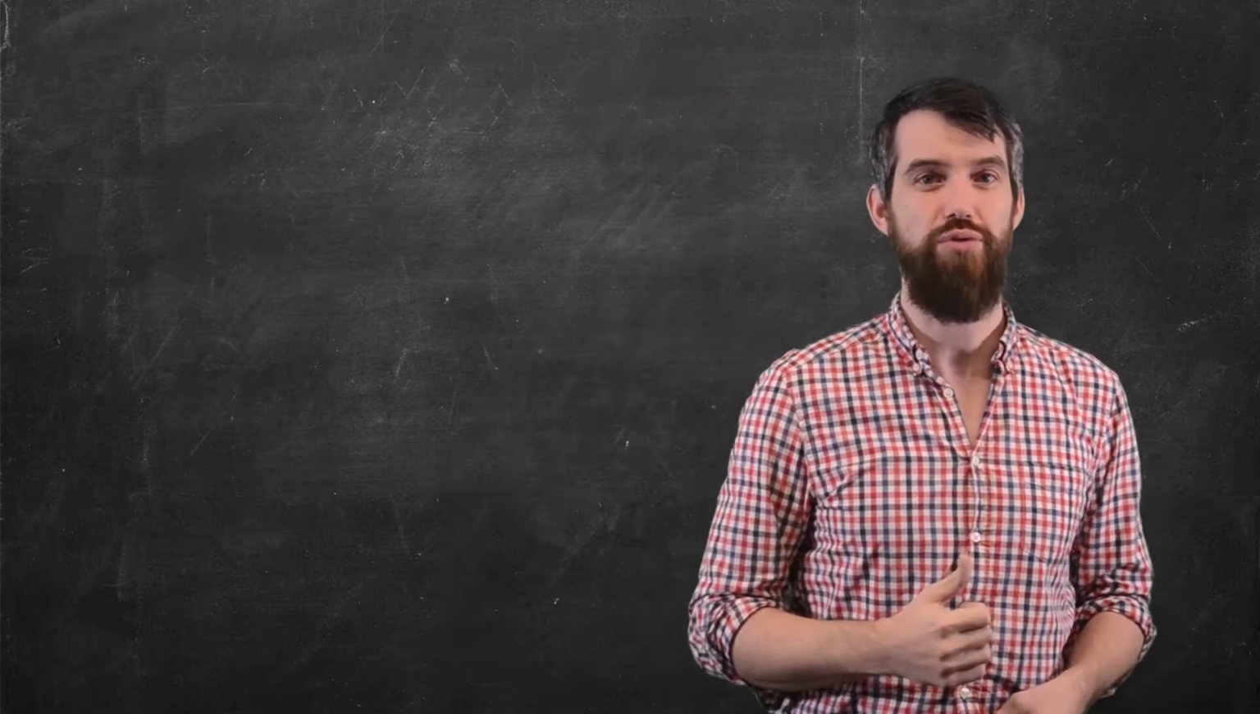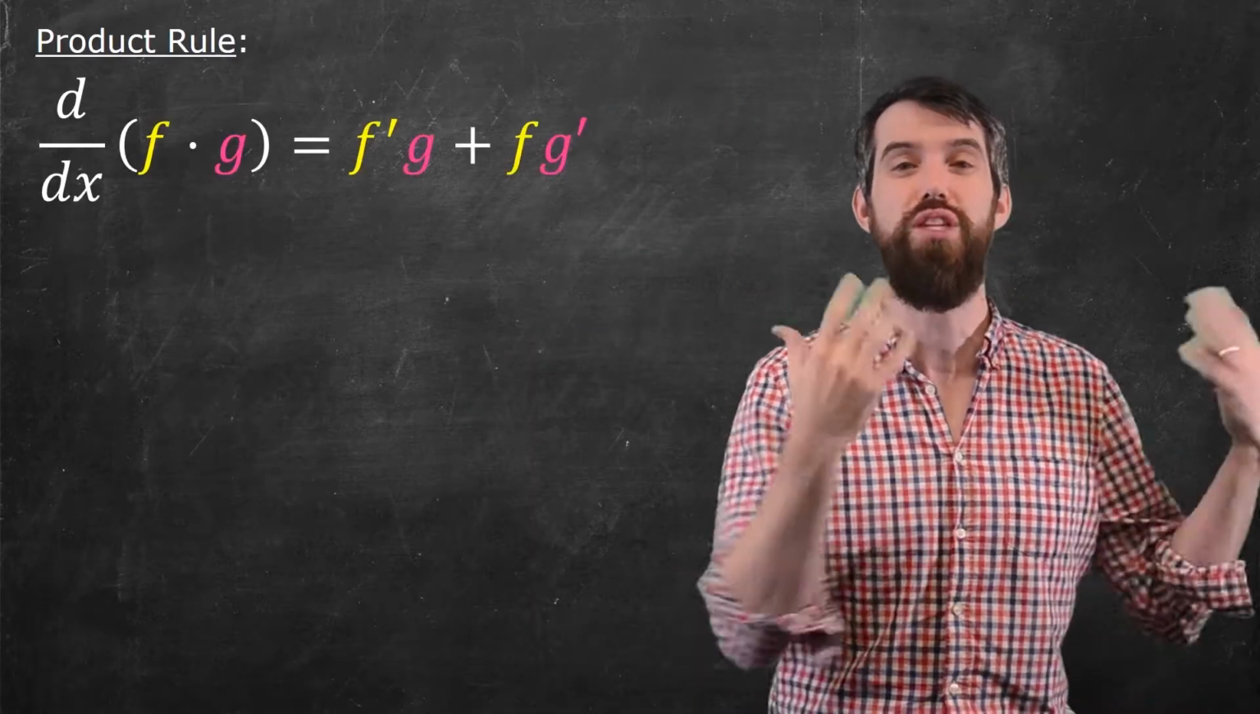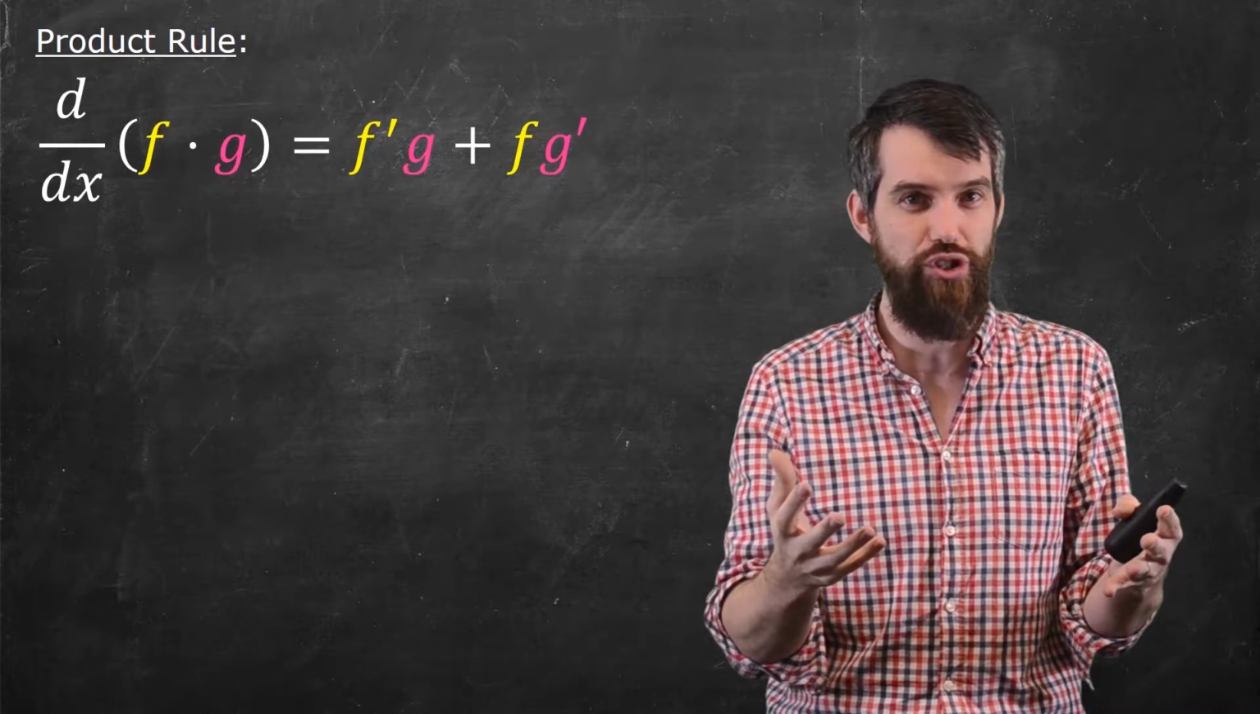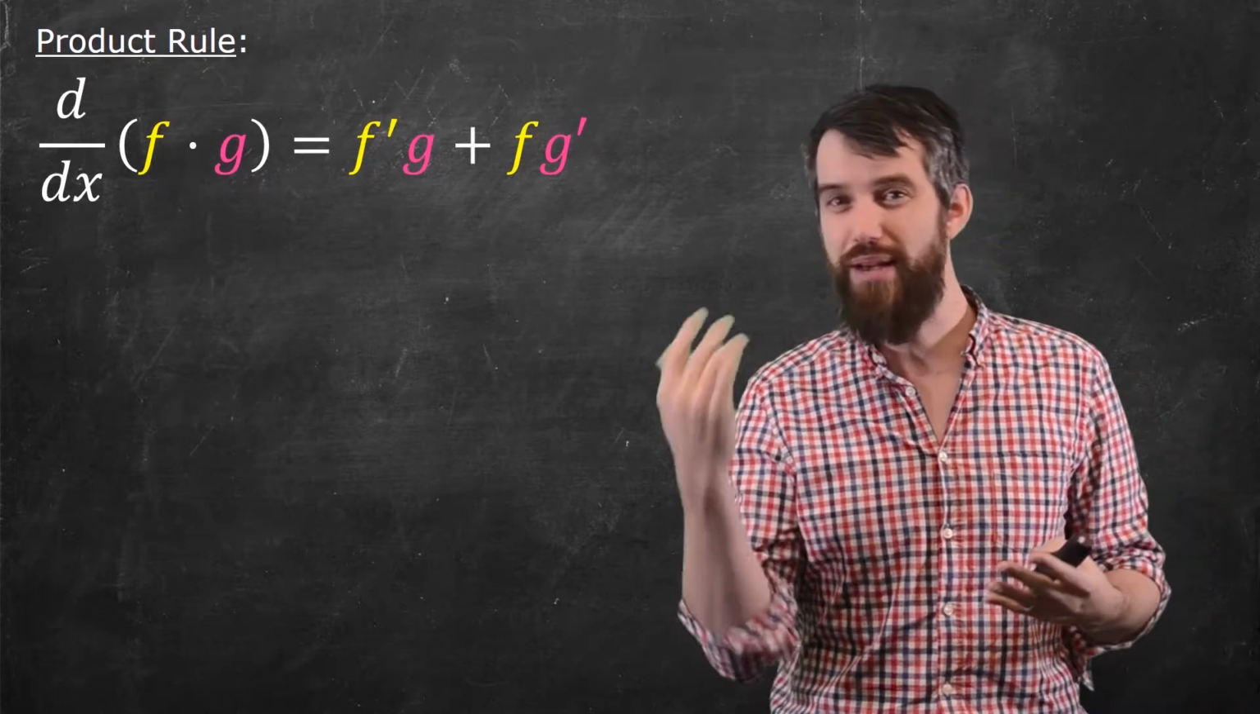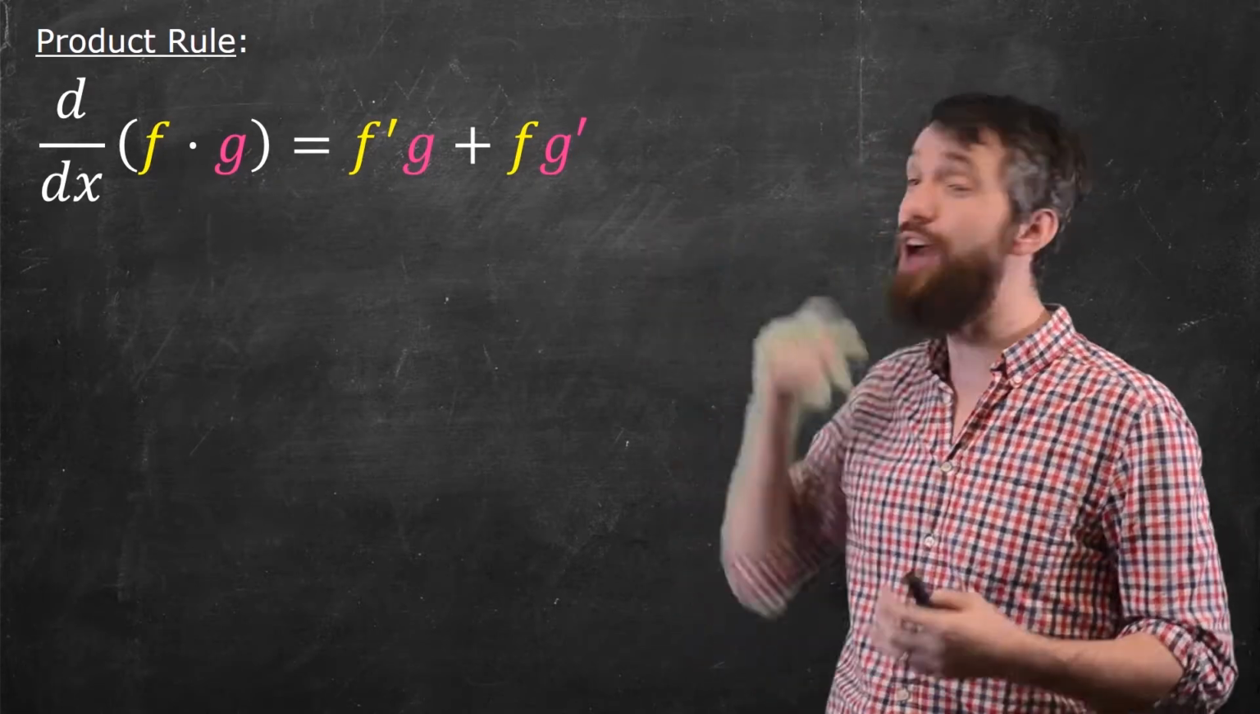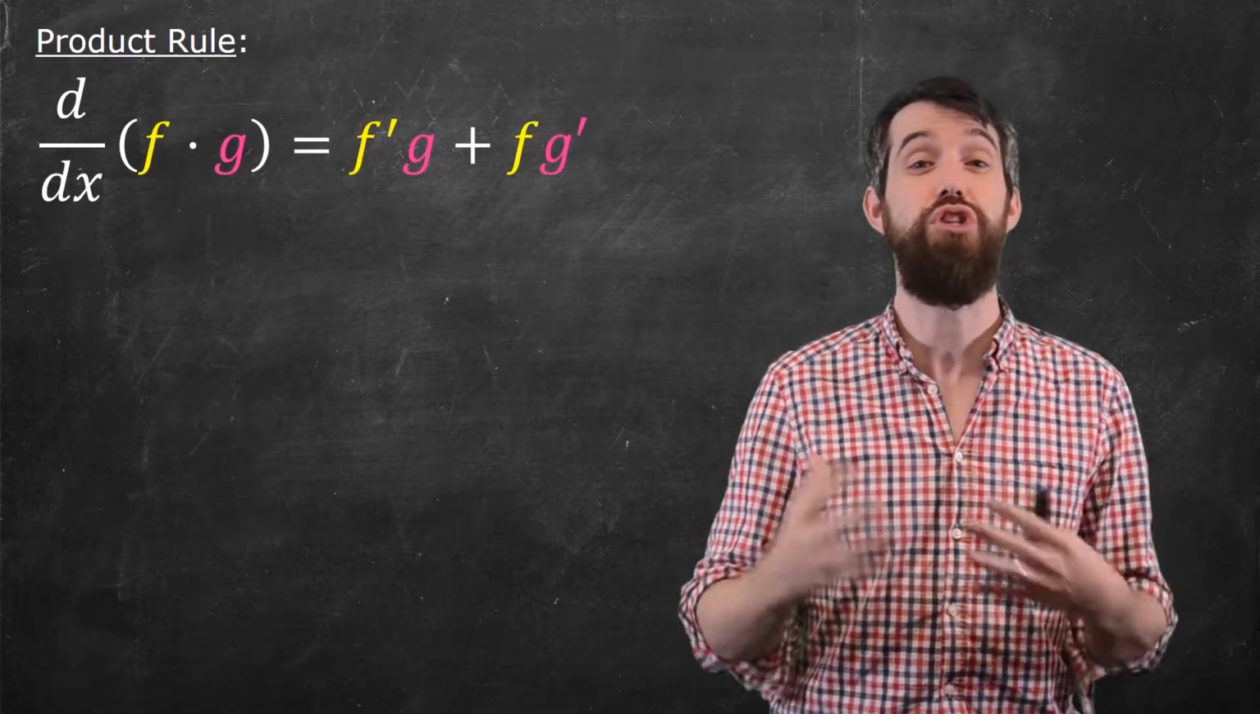Let's begin with the product rule. So what did the product rule say? It said if you took the derivative of the product of two functions, it wasn't just f prime times g prime, it was this whole thing, f prime times g plus f g prime.